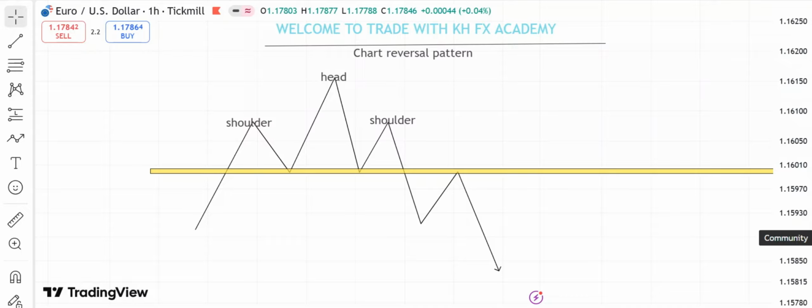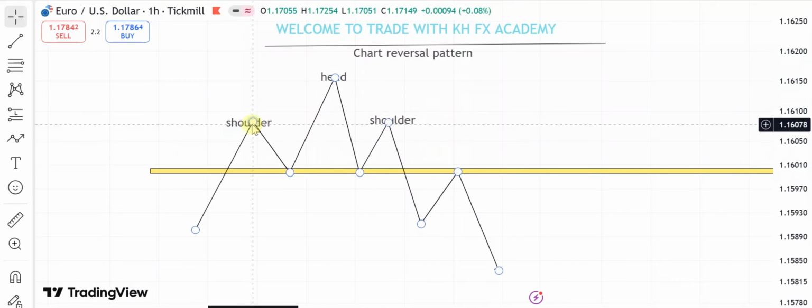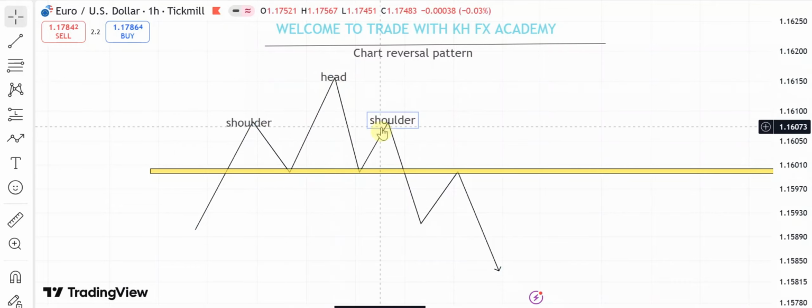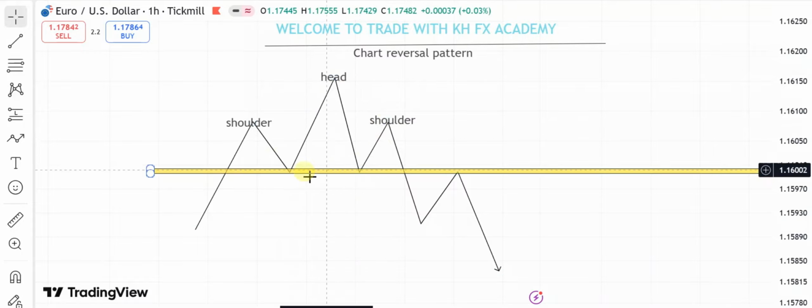A major reversal pattern every trader must know. Number one, we have head and shoulders. Just like you are seeing on my screen here, we have head and shoulders. This is a shoulder, this is the head, this is a shoulder, this is the neckline.